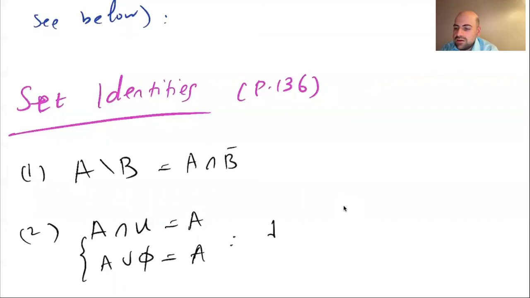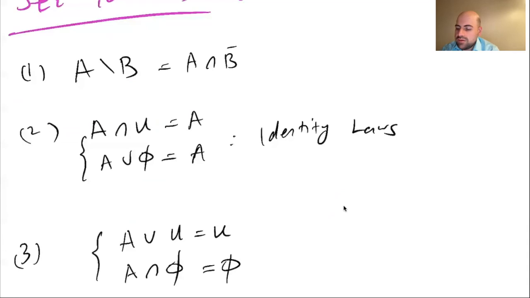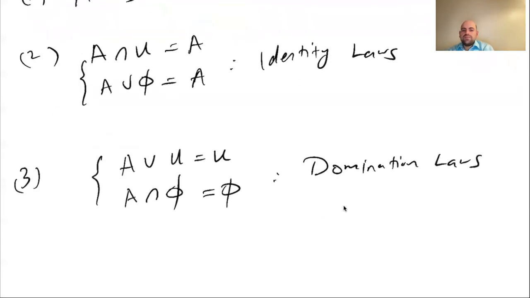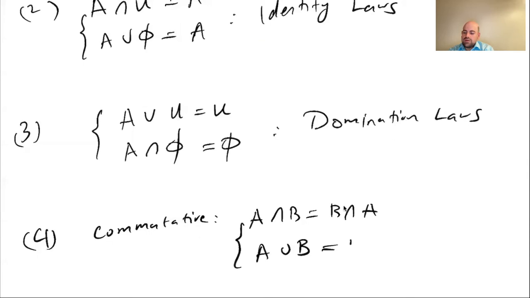These are called identity laws. And then we have domination laws, which say A union universal set is universal set, and A intersection empty set is empty set. So these are called domination laws. And then we have commutative laws, which are A intersection B is the same as B intersection A, and also A union B is the same as B union A.